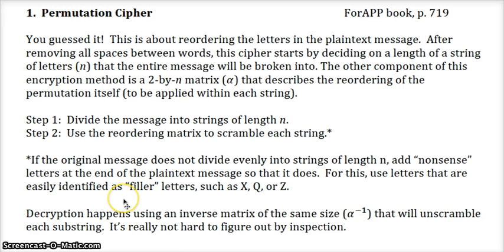It's really pretty easy. If the original message does not divide evenly into strings, say you were supposed to divide it into strings of 3 and you don't have a multiple of 3 number of letters, then add some nonsense letters at the end. There are a lot of ciphers we've seen already, and will see more, that do that. And then the decryption is really easy. You just have to figure out how to untangle each string so that it comes out the opposite of the way you tangled it in the first place.